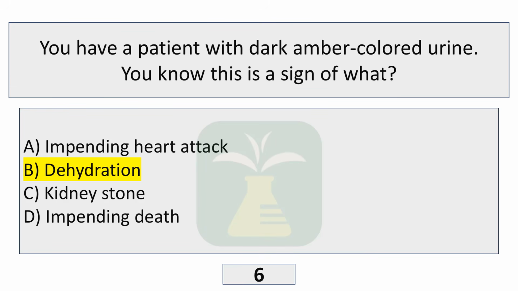Correct answer, B. Dehydration. Amber-colored urine is a sign of dehydration. The patient should be encouraged to drink more fluids to ensure the kidneys are flushing out toxins as needed. Older adults should especially be encouraged to drink fluids as they may sometimes forget to drink, causing dehydration and electrolyte imbalances.